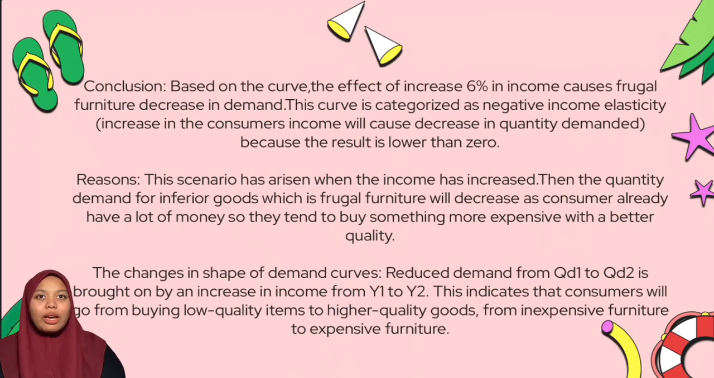So the conclusion, based on the curve, is that an increase of 6% in income causes frugal furniture demand to decrease. This curve is categorized as negative income elasticity. An increase in consumer income will cause a decrease in quantity demanded because the result is lower than 0. The reason is that when income has increased, the quantity demanded for inferior goods, which is frugal furniture, will decrease, as consumers already have a lot of money, so they tend to buy something more expensive with better quality.